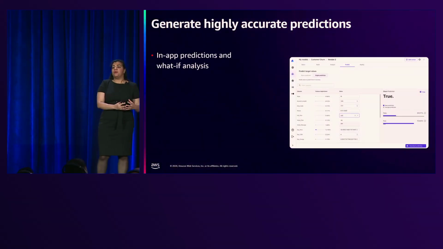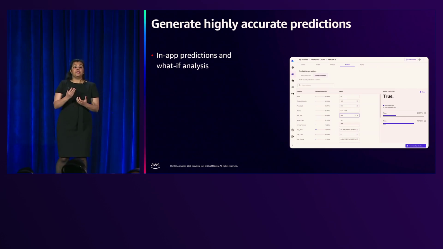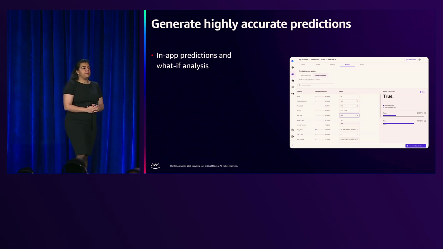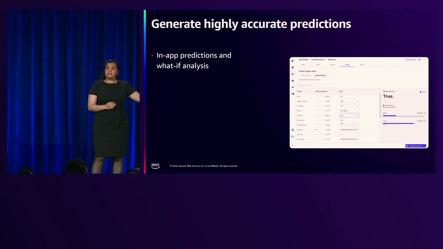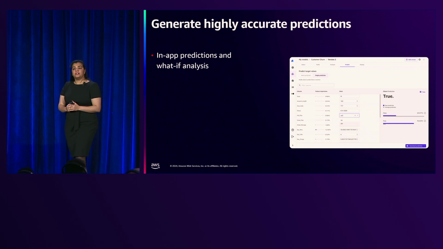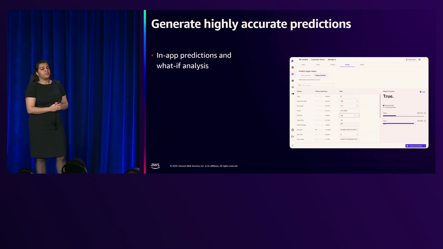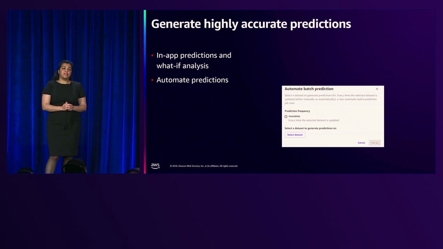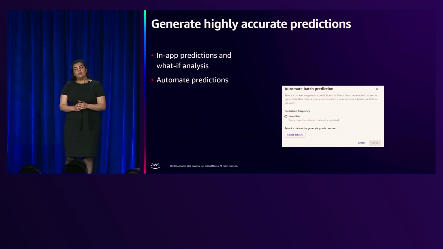Now, once we have a high-quality machine learning model, the next step is typically to evaluate the model and generate predictions. Canvas makes it easy by offering in-app predictions as well as what-if analysis capabilities. So by just changing some input parameters, I can see how the model responses would be different. This helps with quick iteration and evaluation. You can also run batch predictions on batches of data and automate those predictions to run on certain frequency as well as when data changes.